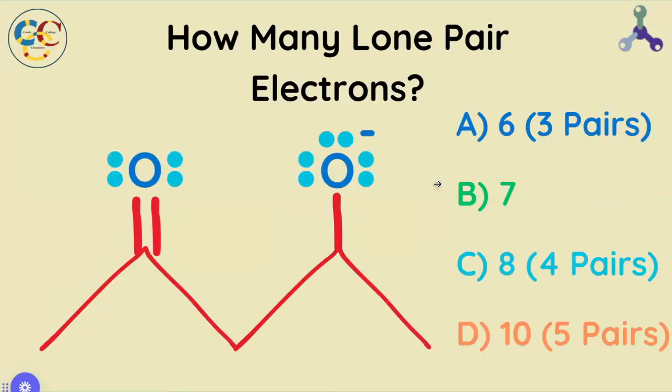So our final molecule structure specified with the dots looks like this, and we can see it has 10 lone pair electrons distributed in 5 pairs.